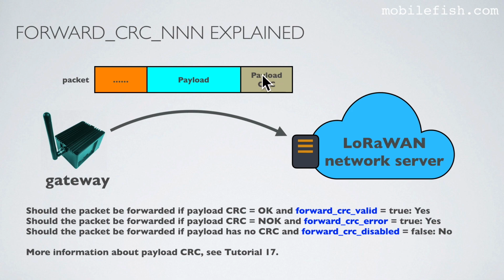If this CRC is not okay and this flag is true, then this packet will be forwarded. Here is example 3. Should the packet be forwarded if payload has no CRC and this flag is false? So if this payload has no CRC and this flag is false, then this packet will not be forwarded to the LoRaWAN network server. For more information about payload CRC, see tutorial 17.